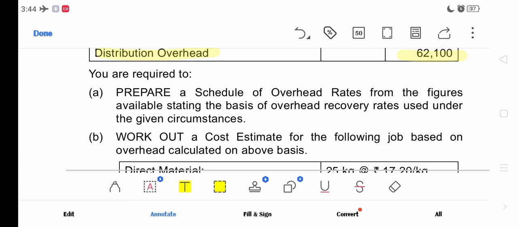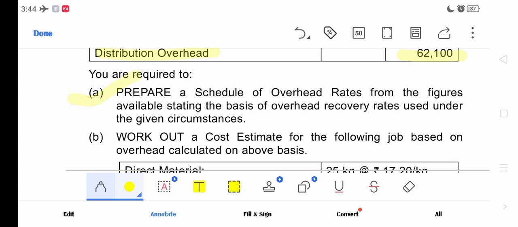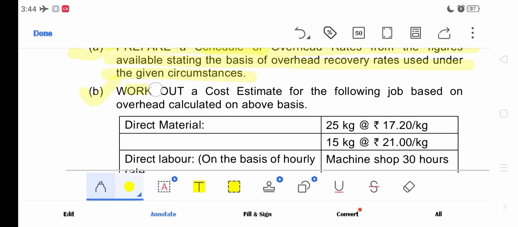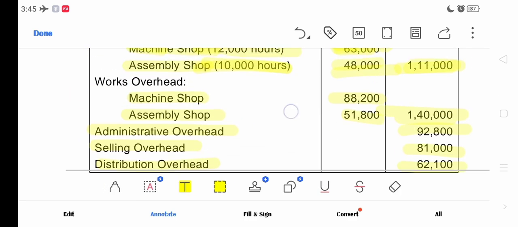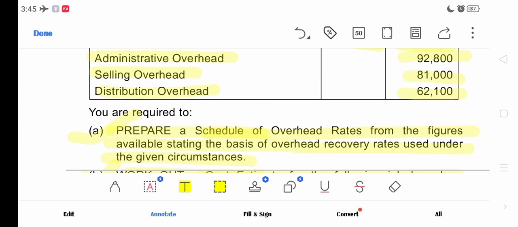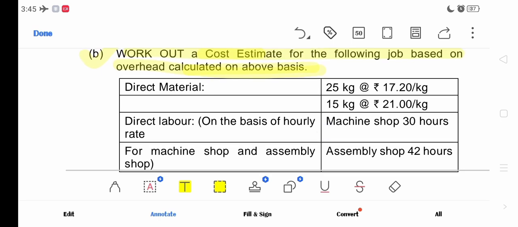What is required guys? What do they want? In A bit, they have asked to prepare a schedule of overhead rates from the figures available, stating the basis of overhead recovery rates used under the given circumstances. And what is B? Work out a cost estimate for the following job based on overhead calculated on the above basis. So we have to calculate overhead rates for the above. Like see here, there are no particular rates, we have to find out the rates. Okay, so rates we have to find out and apply those to this table below.